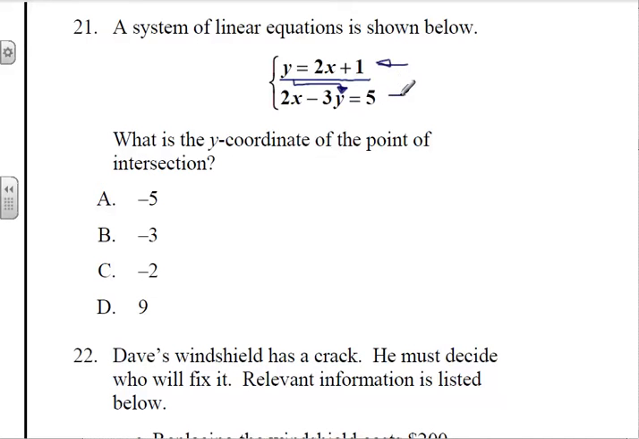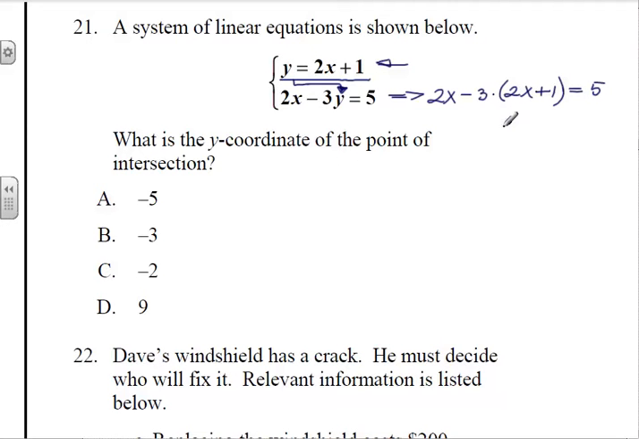If you do that, the second equation becomes 2x, nothing changes, minus 3 times y. But y in terms of x is 2x plus 1, because we're using the substitution method and substituting for y. What is y equal to? y equals 2x plus 1. And this equals 5. What should we do next?